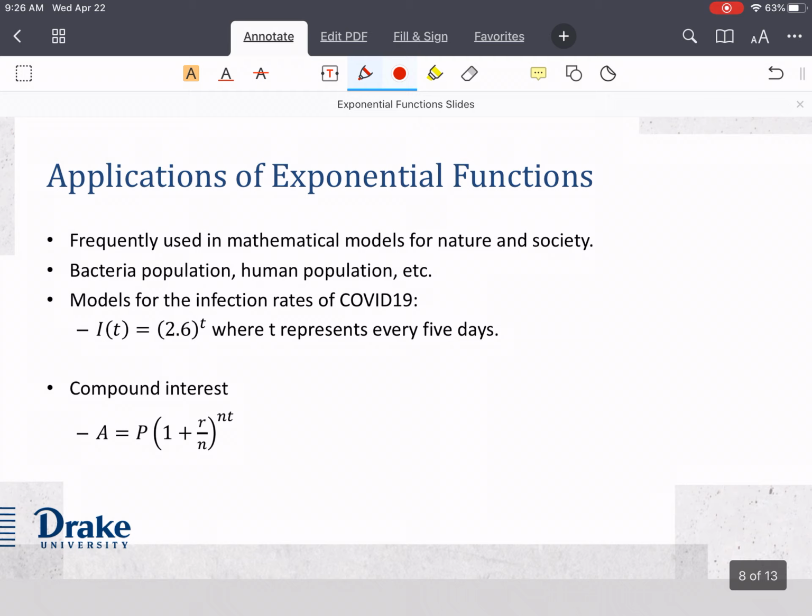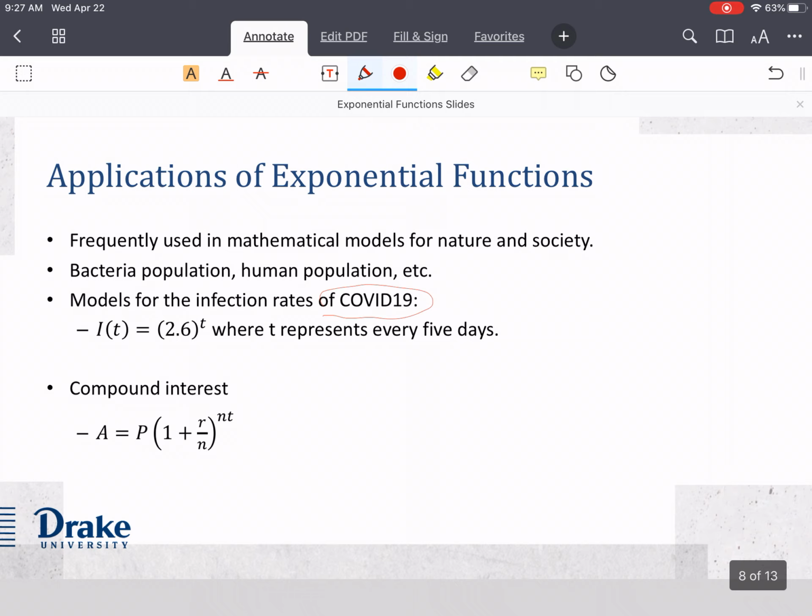A recent example that I wanted to bring up is that some of the models healthcare officials have been using to examine infection rates for COVID-19 are actually exponential. You may hear in the media, on the news, that people say things like, oh, it's an exponential model, it's exponential growth. What they actually mean is this mathematical model, exponential functions.